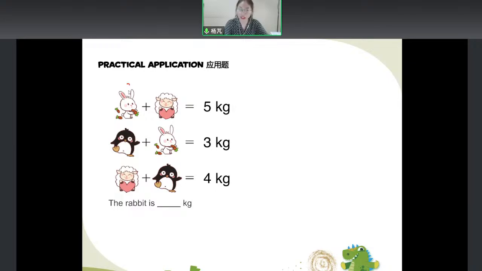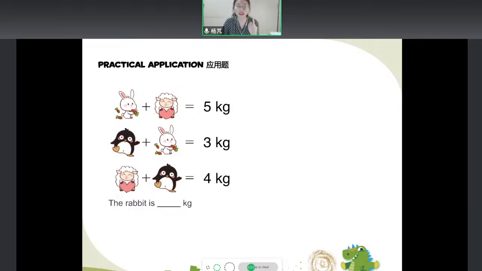So if I can know how heavy a sheep is, then 5 minus the sheep equals the rabbit. The problem is we don't know. Or another method: I want to find the rabbit, right? If I can know how heavy the penguin is, then 3 minus the penguin equals the rabbit. But we don't even know the penguin. So we need to find another method.